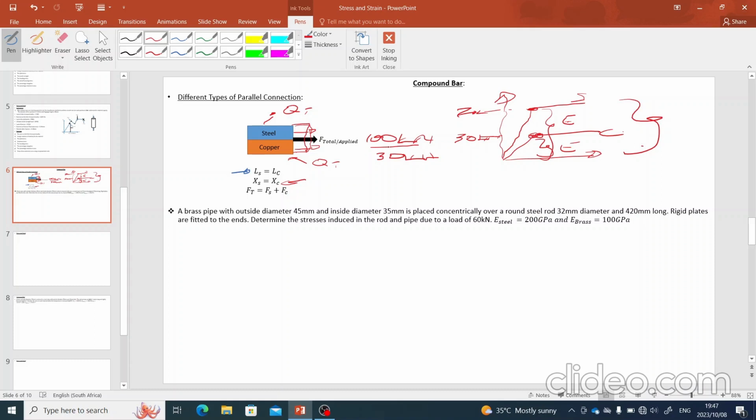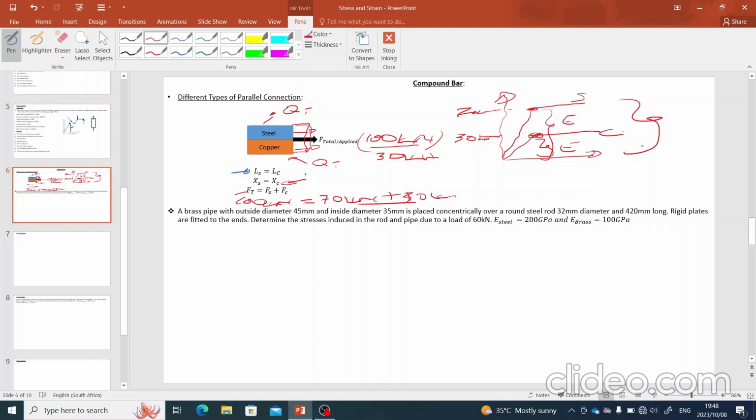Now, when coming to the force applied, as I've explained, under this 100 kilonewtons which is being applied, the total force is 100 kilonewtons. The force on steel, let's say, will absorb 70 kilonewtons, then the force on copper will absorb 30 kilonewtons. When you add what's on the right hand side, it must equal what you have on the left hand side. This is how you will deal with your parallel connection.